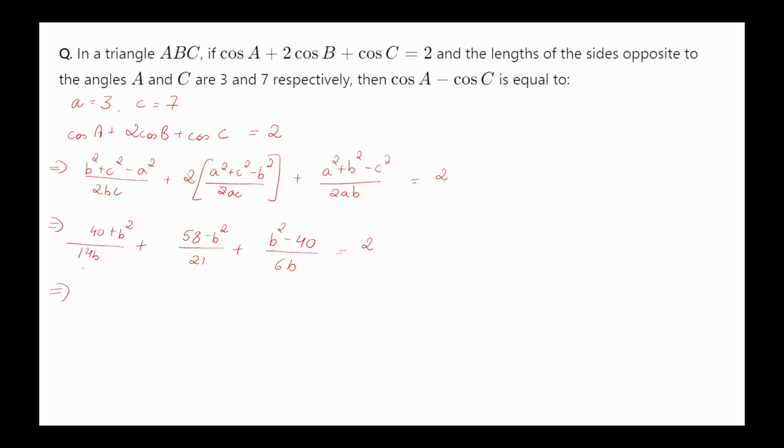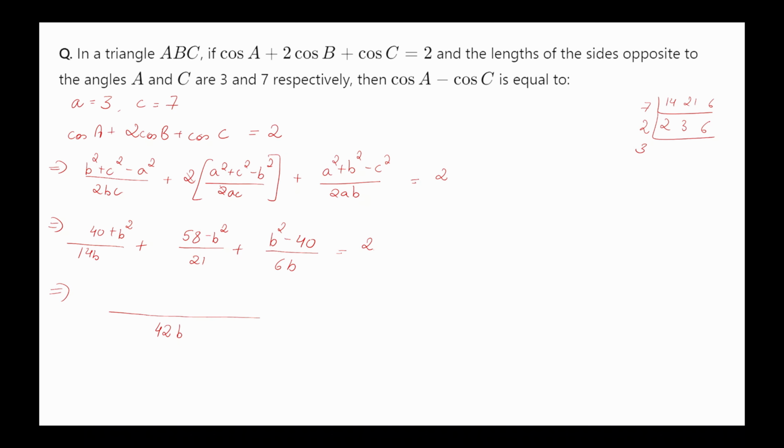Now from here I'll simply take the LCM. So what would be my LCM for 14, 21 and 6? Let me find it out here. For 14, 21 and 6, so I would have a 7, 2, 3 and 6. So I would have 2 and 3 here. So 7 2s are 14, 42. So this would be 42B would be my LCM.